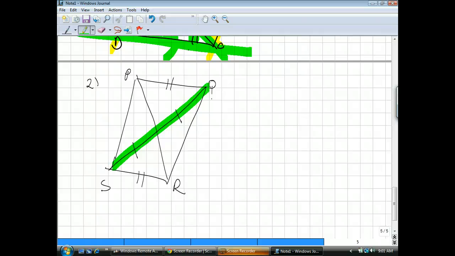Okay, so I can't use that. And I know that this is congruent to this, but I don't know anything about side PS or QR, so I can't say that both pairs of opposite sides are congruent. And I also don't know if PQ is parallel to SR. There's no information in the picture that would let me get that. So with the given information, we would have to say no. We cannot prove that that is a parallelogram.